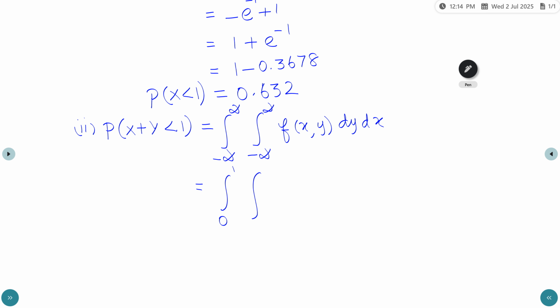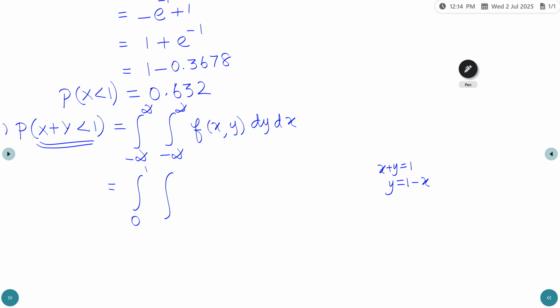So they gave that condition, x plus y is less than 1. So the upper limit is x plus y equal to 1, which means the y value is 1 minus x. So the lower limit of y is 0 and the upper limit is 1 minus x. So e power minus x plus y into dy dx.